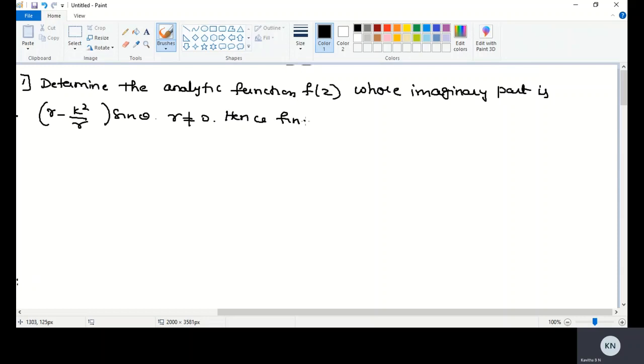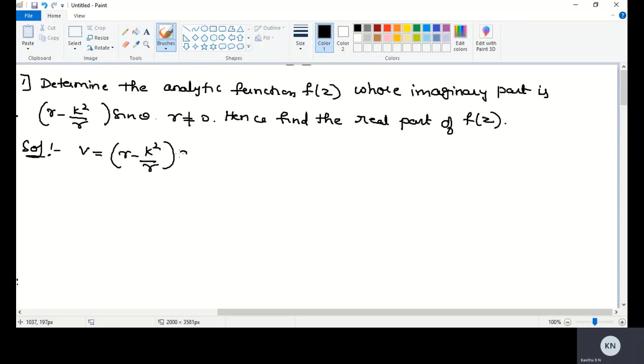Hence, find the real part of f of z. Real part of f of z. Here, the imaginary part is given. V is equal to r minus k square by r into sin theta. V is equal to r minus k square by r sin theta.